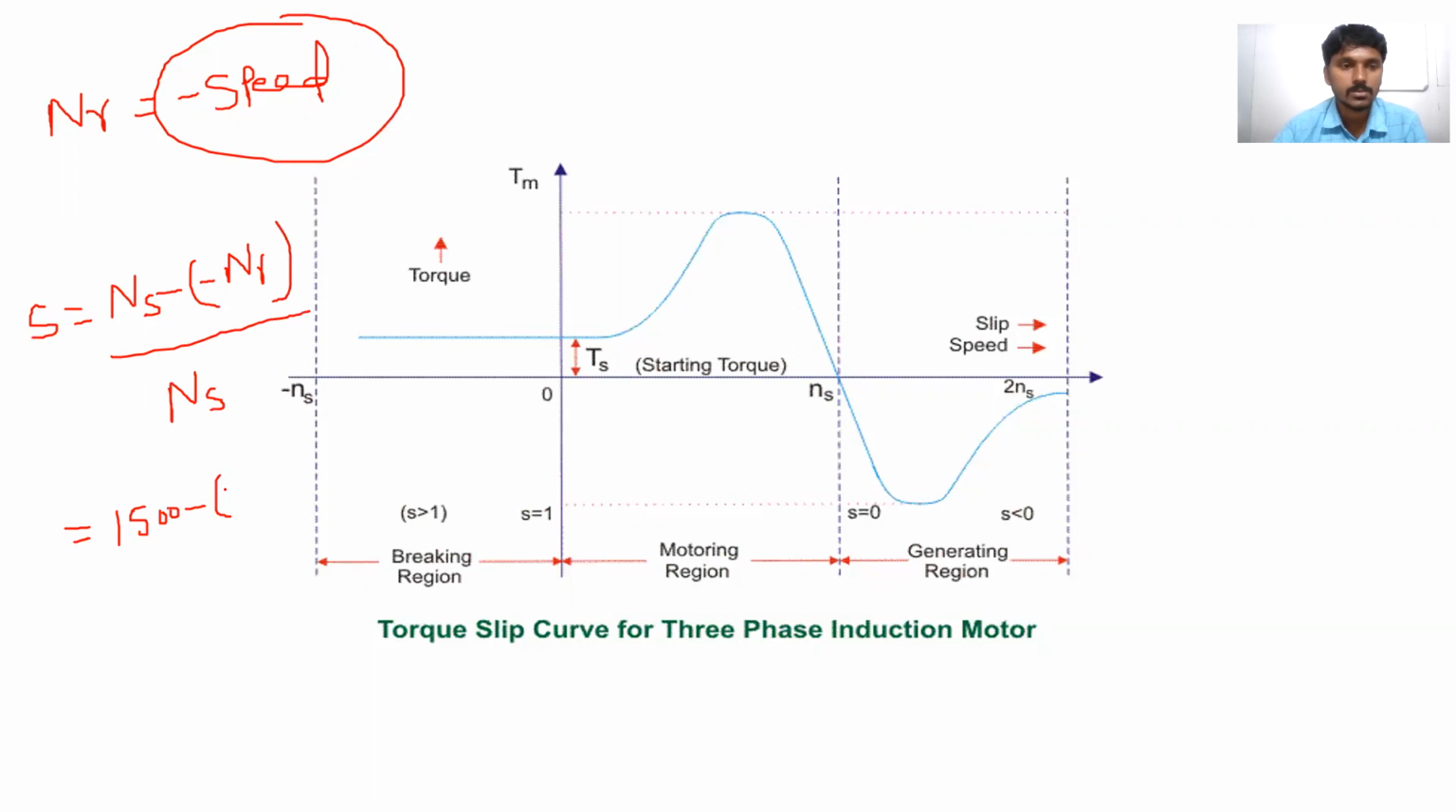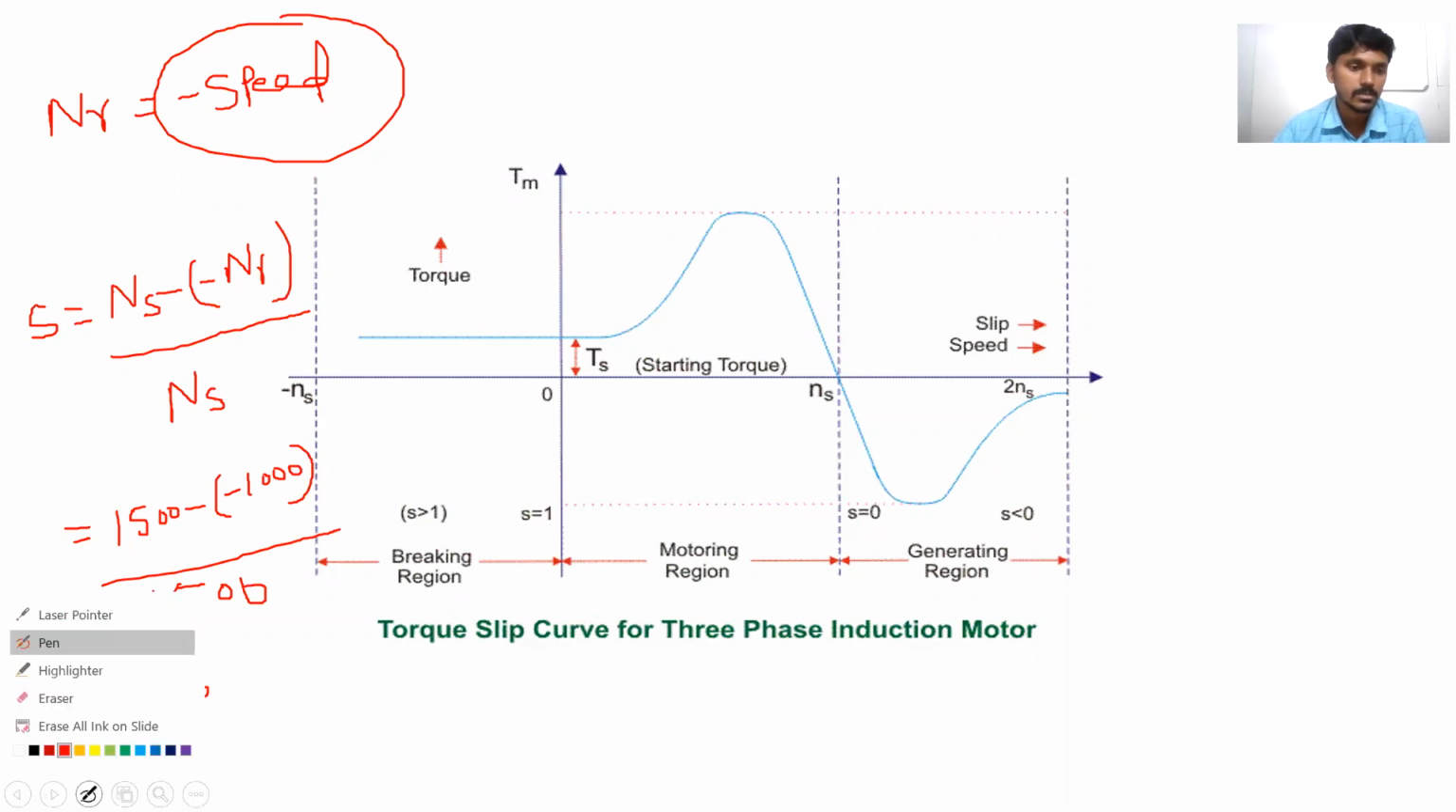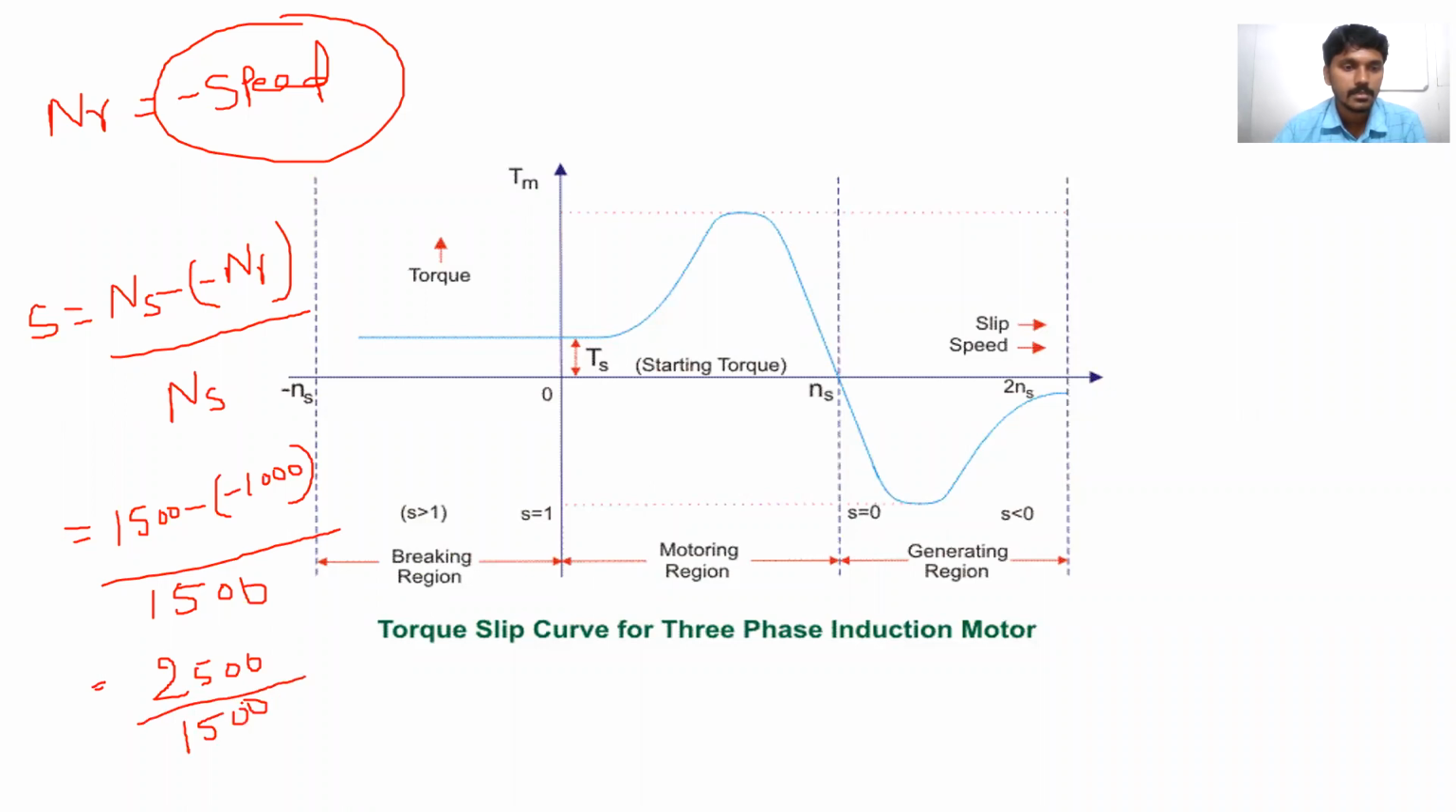NS is 1500, and for example the motor speed is minus 1000. So 1500 minus of minus 1000 divided by 1500. 1500 plus 1000 is 2500. 2500 divided by 1500 gives 1.66. That implies S is equal to 1.66. Clear?